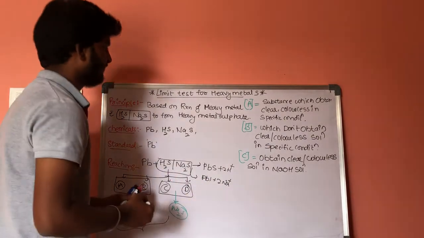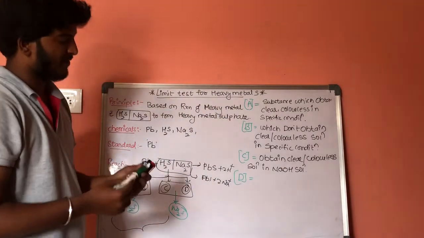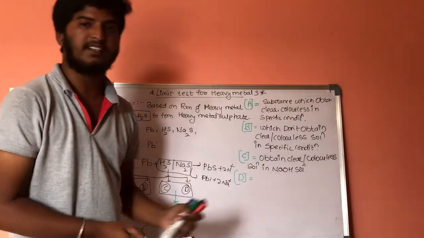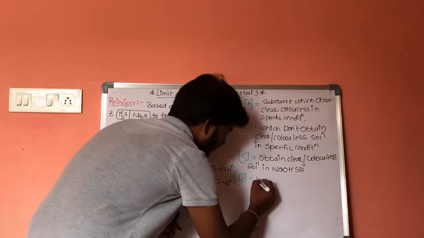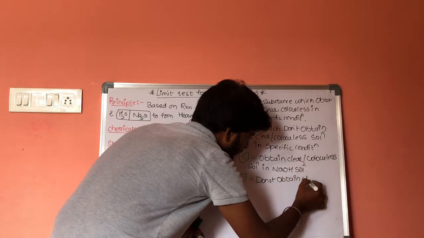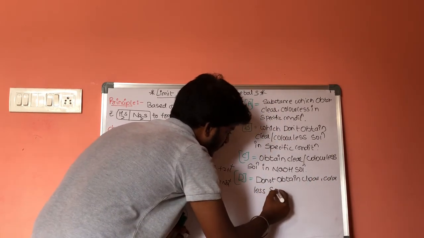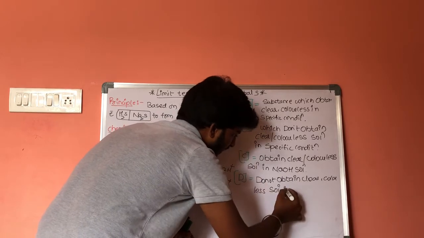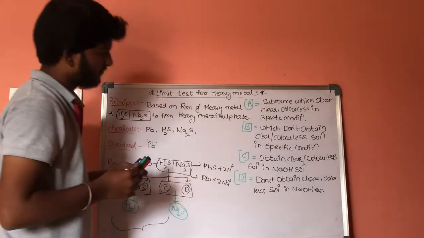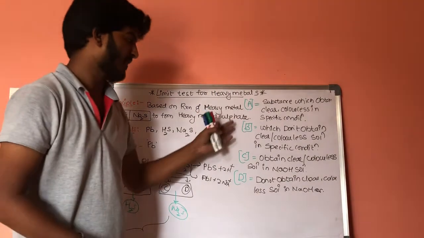And coming to method D, it is used for the substance which does not obtain clear and colorless solution in sodium hydroxide solution. Now these are the four different types of methods, that are method A, B, C and D.